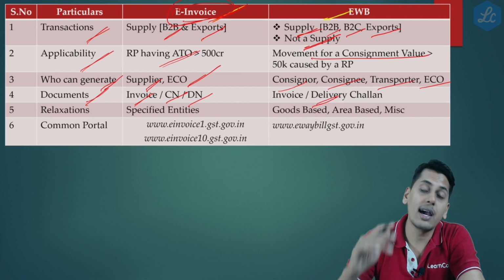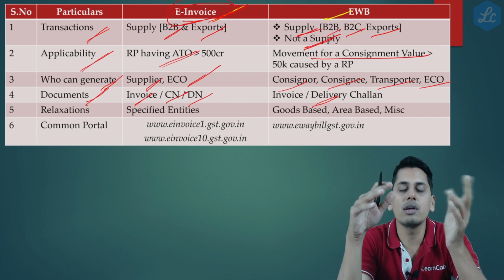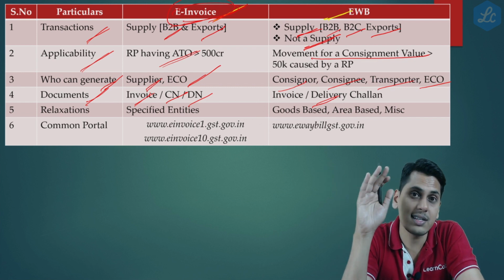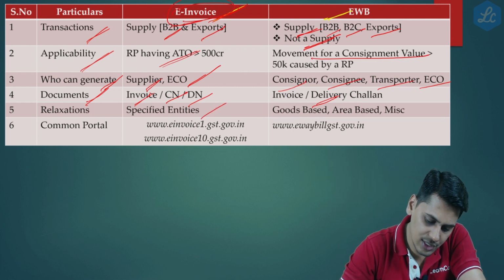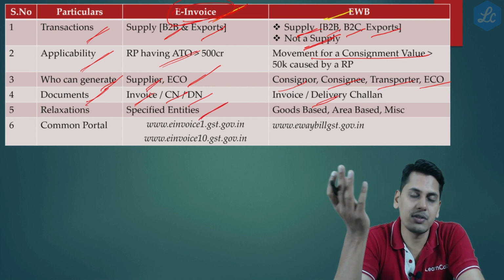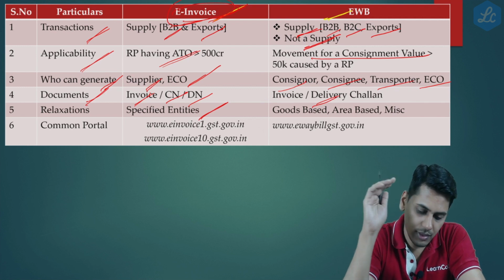E-way bill, the documents covered are invoice and delivery challan. If the movement of goods is for supply, it is covered by invoice. If the movement of goods is for reasons other than supply, it is covered by delivery challan. Are there any relaxations? Yes, for specified entities, as we have seen, Special Economic Zone unit and those specified suppliers.